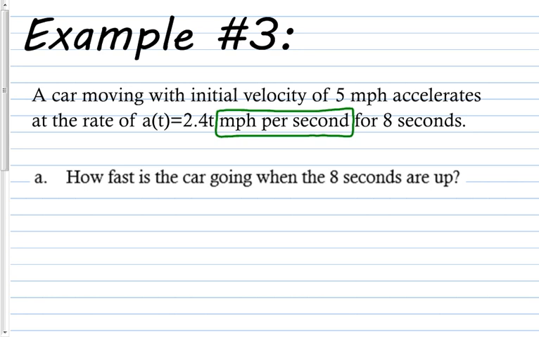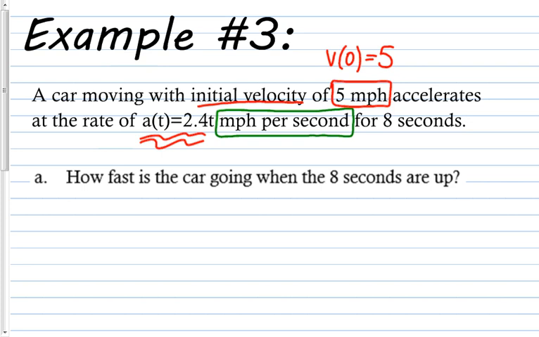Okay, well first of all, they told you something other than the equation. They told you that the initial velocity was 5 miles per hour. Okay, so that means when t was 0, the velocity was 5. So to start off, this car, right from the get-go, was going 5 miles per hour. So you're going to have to do something with that information. Acceleration is 2.4 t. Now, how fast is the car going?